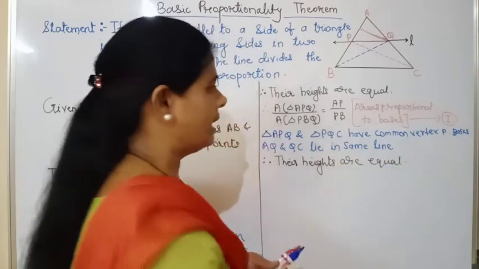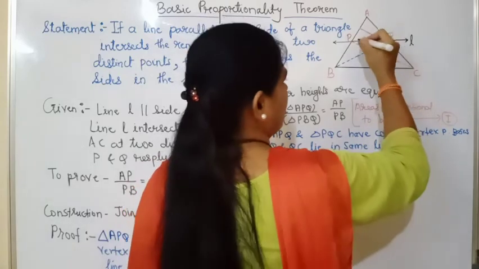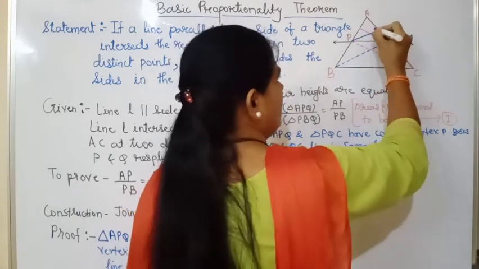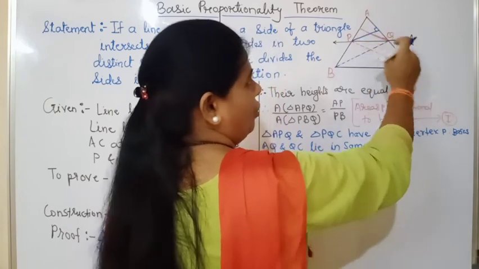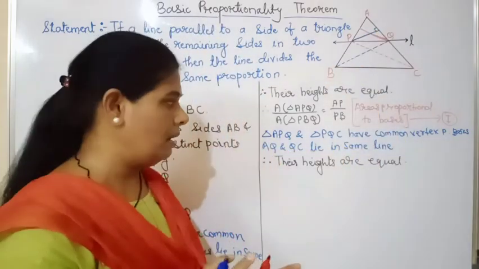See what I have written: they have the common vertex P. So if I try to draw the height from P, what will happen? This will be the height for triangle APQ, and for PQC also the same will be the height. So their heights are equal.